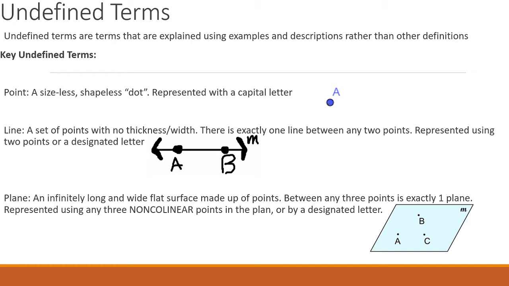So this is not a circle, this is a point. It has no mass, it has no shape, it has no width, it has no height, it has no area. It's just an empty space in the ether, in the area.